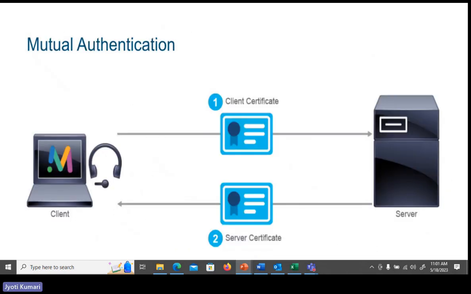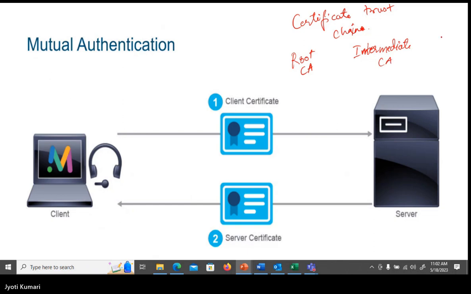Just add it here. So then there is something called a certificate trust chain. So a trust chain is where a root CA is required. Then there is an intermediate CA, and let's suppose another intermediate CA.